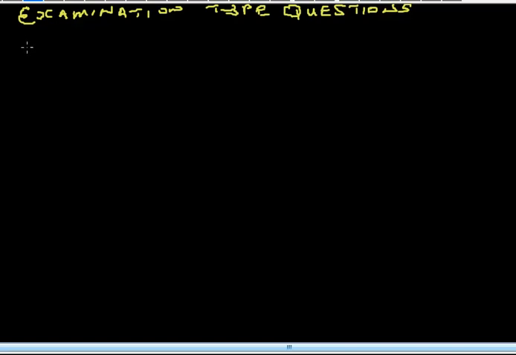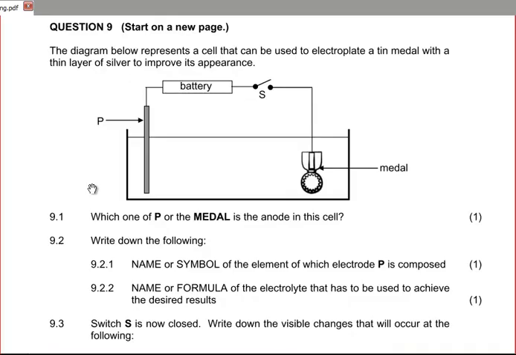Hello, ladies and gentlemen. I hope you understand that we are actually enjoying our revision of our examination type questions so that we can prepare ourselves for our examinations very well in electrochemistry without any problems. So in this case now, let us look at our sixth question, which is written as question number 9 in our previous question papers.